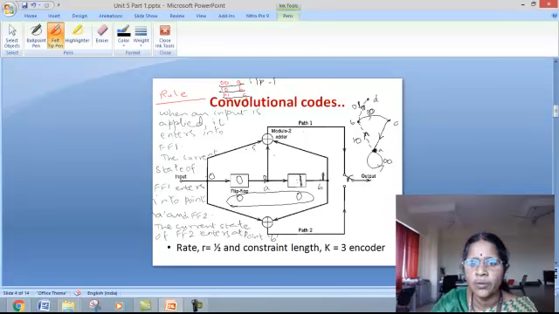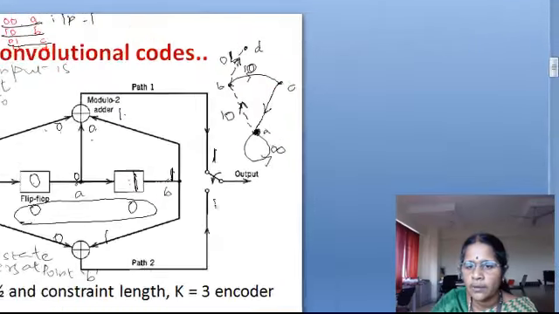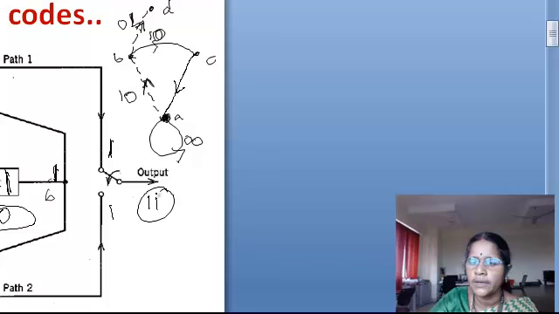The output would be 0, 0, 1. So 0 plus 0 is 0, 0 plus 1 is 1. And here, lower part, this is 0, this is 1, 0 plus 1 is 1. So 1, 1 is the output. So you can write the output as 1, 1.